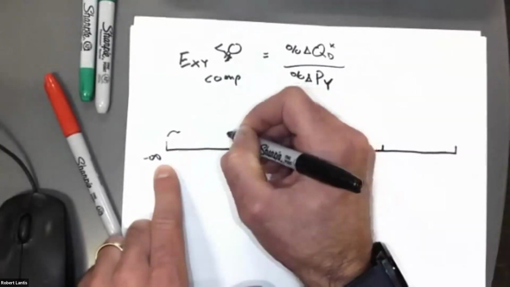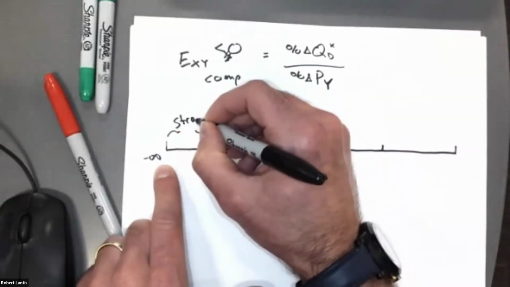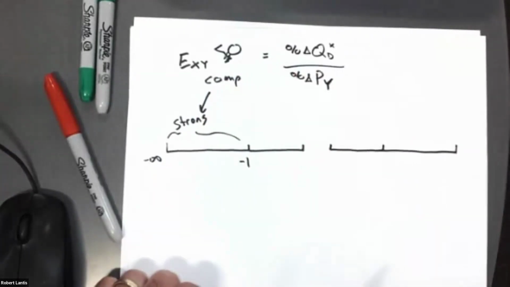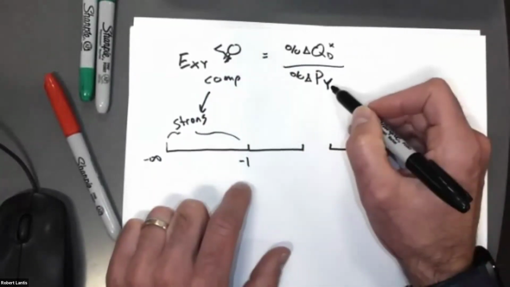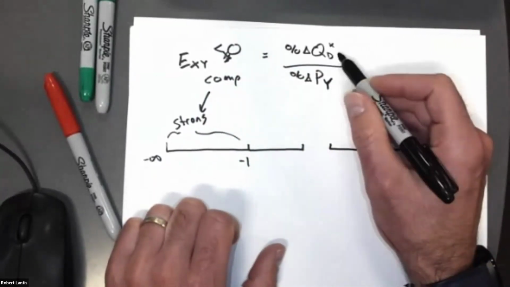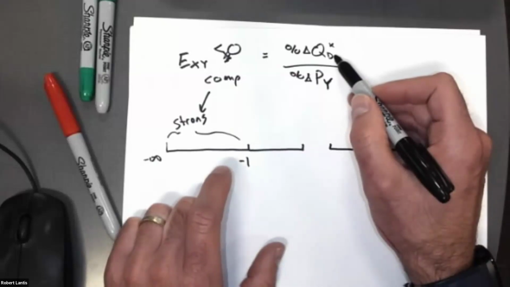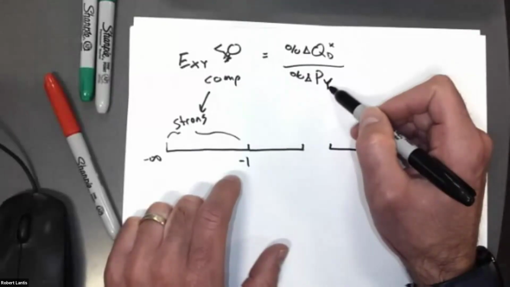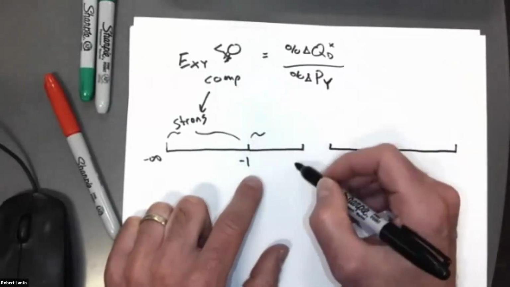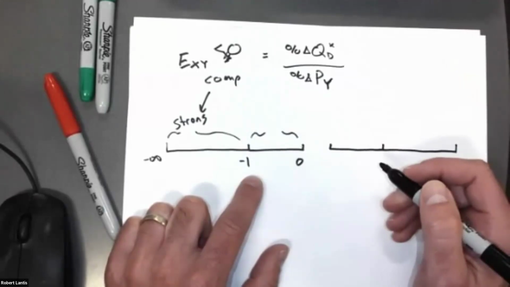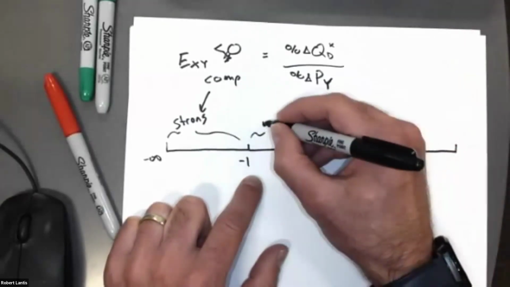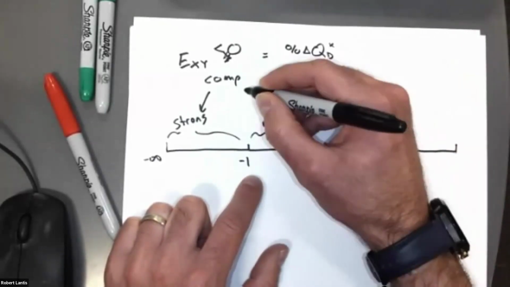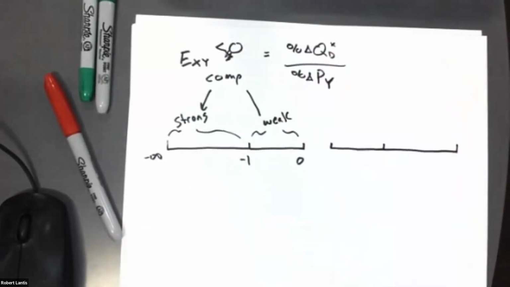So here, we can think about these as strong complements. Now, if there's a large percent change in good Y and it doesn't impact how much I buy of good X by that much, or I'm not very responsive to changes in the price of the other good, but the sign is still negative, so it's somewhere between 0 and -1, I would think about these as weak complements.